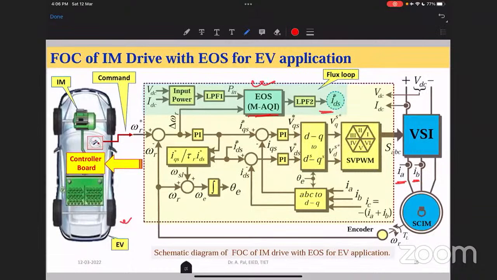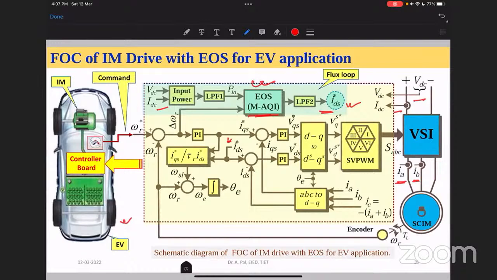So how are we going to measure the input power of the drive system? From the DC link voltage and DC link current, we measure the input power. I use the input power to estimate the optimum value of the flux component of current or flux value, and that I feed back to the control scheme. In this way, we can control the machine in an efficient way. So this is the whole control scheme to achieve better efficiency, or improved efficiency, in the drive system.